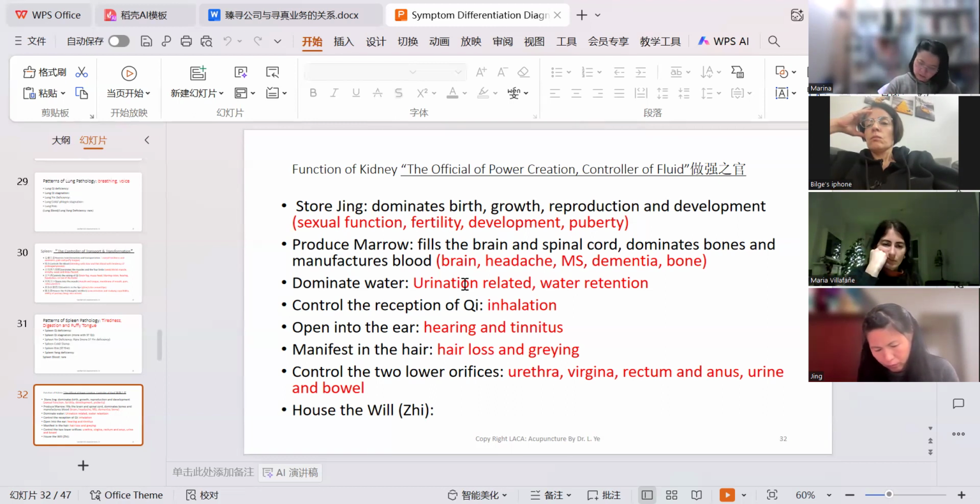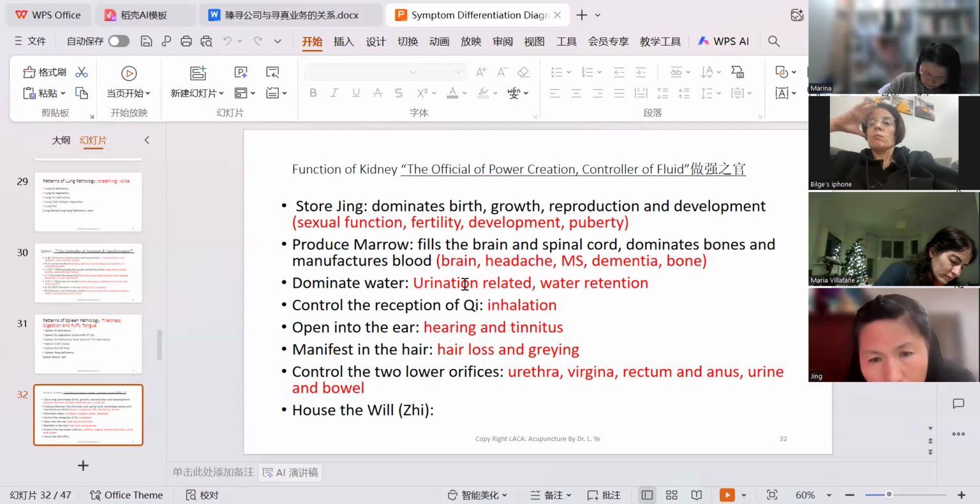And kidney controls the reception of qi, so inhalation. So lung is in charge of respiration, so exhalation is related to lung, but inhalation is related to kidney. It's anchoring the qi.